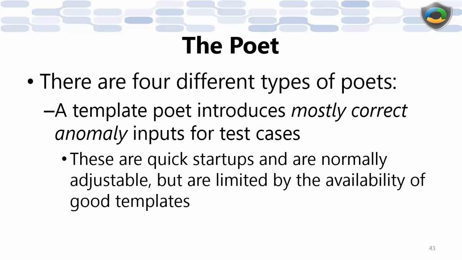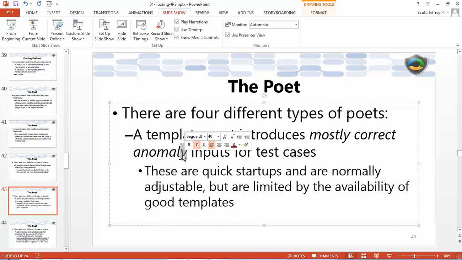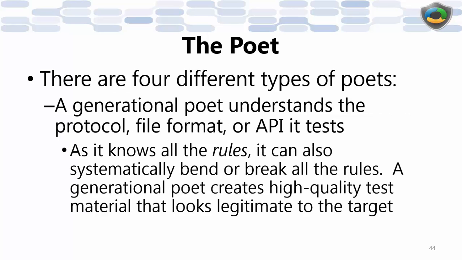Then there's a template poet. As it says, it introduces mostly correct anomalous inputs for test cases. And I really should change that to not anomaly input, but anomalous. All right. As it says, these are good, they're fast, you can get them up and running quickly, they're normally adjustable, but there are usually not a lot of good templates that are out there. So you might have to write one from scratch.